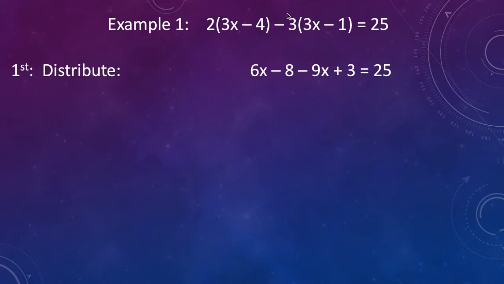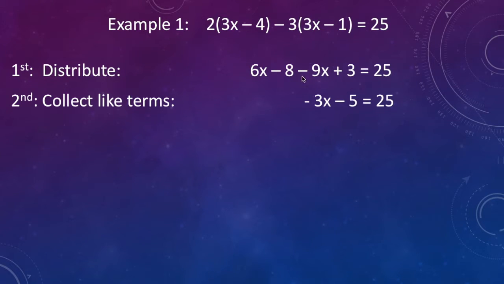And then we can distribute this to the second set of parentheses. So negative 3 times 3x is negative 9x. And negative 3 times negative 1 is positive 3. And go ahead and bring down the equal sign, bring down that 25. And let's go to our next step, which is to collect like terms.